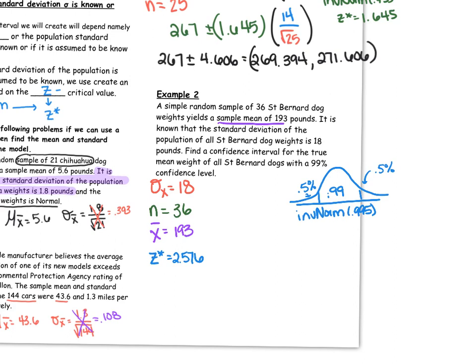Now, to create the interval, what goes first? 193. Thank you. So we do 193 plus or minus 2.576 times the standard deviation, which is 18 over the square root of 36. So z star times the standard deviation over the square root of n. What's the square root of 36? 6. What's 18 divided by 6? 3. So you just do 2.576 times 3.